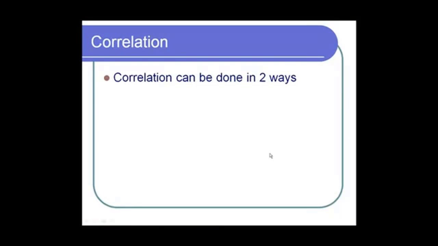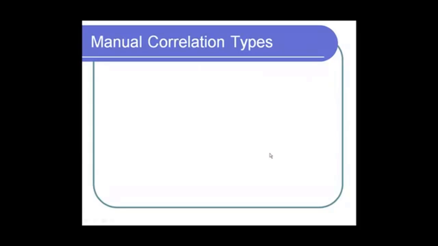Correlation can be done in two ways: manual and automatic. Let's look at manual correlation first. Manual correlation can be done in three ways. First, manual coding. Here the performance engineer will manually check the LoadRunner script to correlate the dynamic values. It's a tedious process.